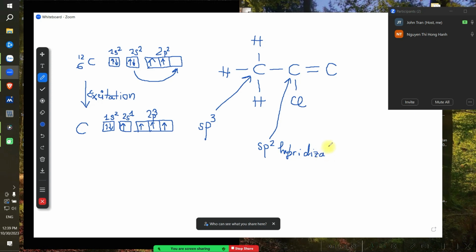Hybridization state. Okay, trạng thái lai hóa sp2. It depends on how many things surrounding an atom, you know. Bây giờ có 3 cái xung quanh cái atom đi thì 1 cộng 2 bằng 3, đúng rồi, 1 cộng 2 bằng 3. Còn bên đây 4 cái thì là 1 cộng 3 bằng 4.